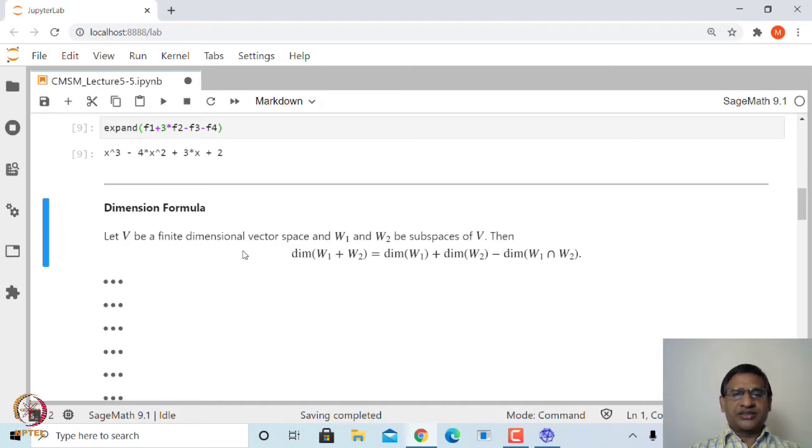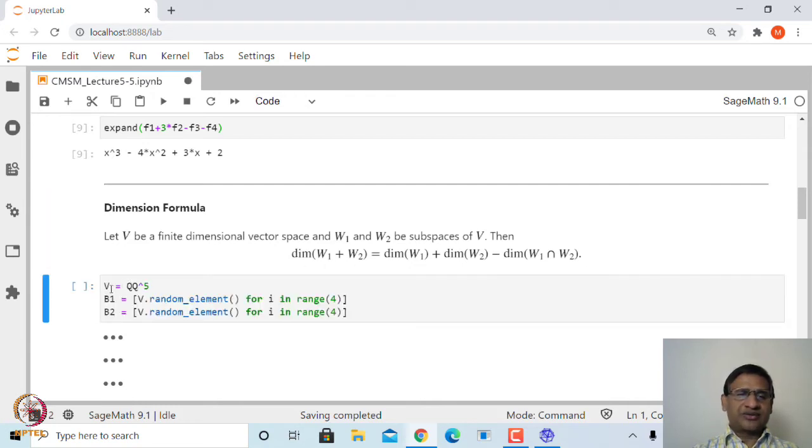Now, let us look at, you must have studied what is called the dimension formula. So, if you have two vector subspaces, let us say W1 and W2 of V, you can generate more subspaces. One of them is W1 intersection W2, which is a subspace of V. Similarly, W1 plus W2 is also a subspace of V, and dimension of W1 plus W2 is related to dimension of W1 plus dimension of W2 minus dimension of W1 intersection W2. So, let us verify this dimension formula, which is actually a standard theorem in linear algebra. I am sure you must have seen this.